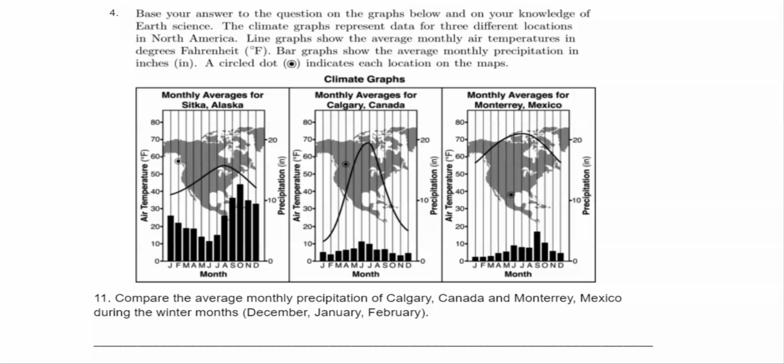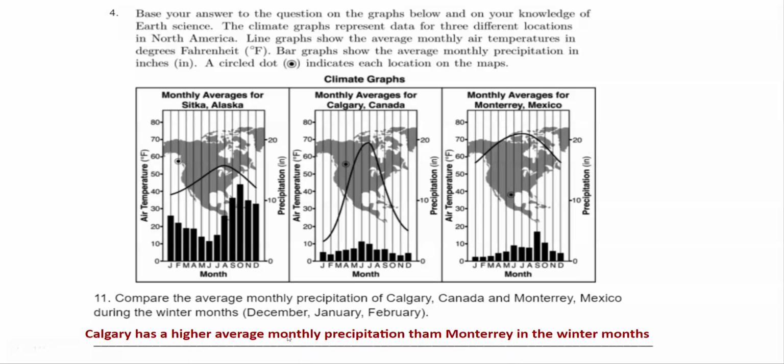And then for Calgary, Canada, my precipitation for January, February, and December is also less than 5, closer to 0, but on average, look at January. For January, the bar is a little higher. For February, the bar is a little higher in Calgary, Canada, than Mexico. And December also looks slightly higher for Canada than it does in Mexico. So I'm going to say the precipitation for Calgary in the winter months is on average higher than Monterey, Mexico. So Calgary has a higher average monthly precipitation than Monterey in the winter months. Sorry about the typo. That's about it.